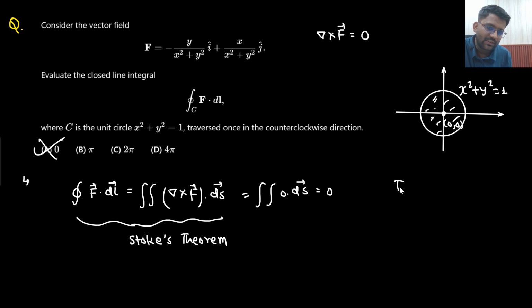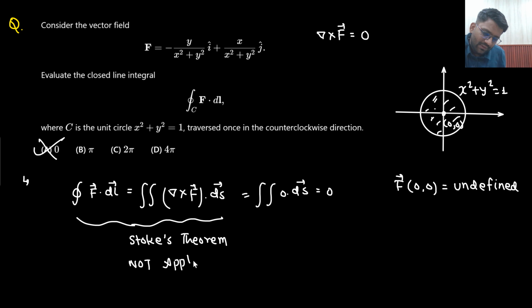What is the value of vector field f at 0, 0? If I put 0, 0, sir, it is coming out to be undefined. If it is undefined, then what can you say? You cannot say anything. That means Stokes theorem is not applicable. Not applicable, because of this scenario. It is undefined here.